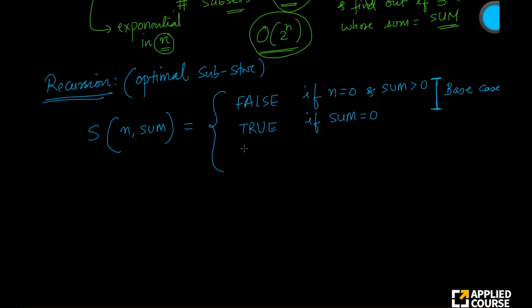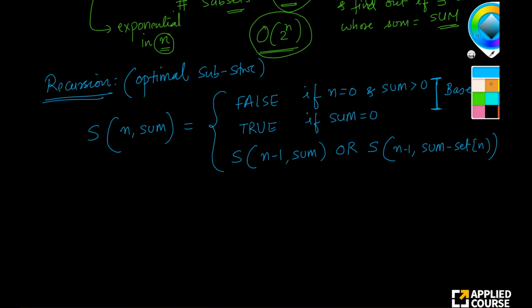So now the third case says the subset sum with n items in the set and with sum is equal to the subset sum that I can obtain using n minus 1 items, if I can obtain this sum using just the n minus 1 items, skipping the nth item. If this is true, then obviously this is going to be true. Or, logical OR, if I can obtain the sum value by using n. So there are two possibilities. Let me write it down so that I can explain this to you: sum minus the set of n. Let me explain this step by step.